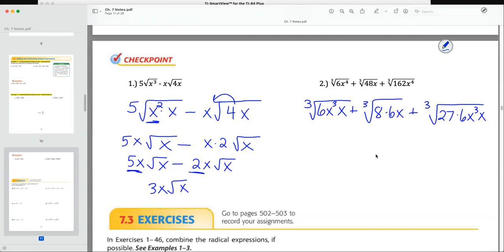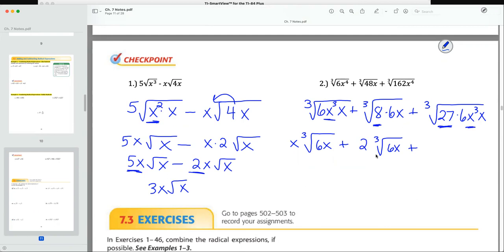Then simplify what I can. So first thing I can do with the first one is take the cube root of x cubed. Well, that becomes an x on the outside. So I'm left with 6x on the inside. Here, I can just take out the cube root of 8, and that becomes a 2. So I'm left with the cube root of 6x. Perfect. It's lining up. Plus, it can be cube rooted, and so can this.